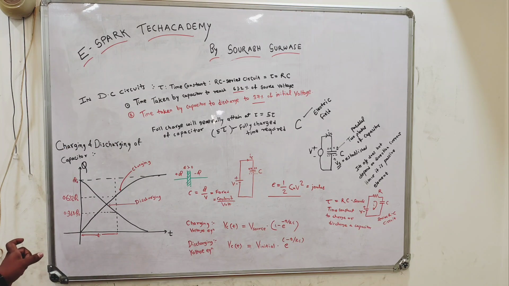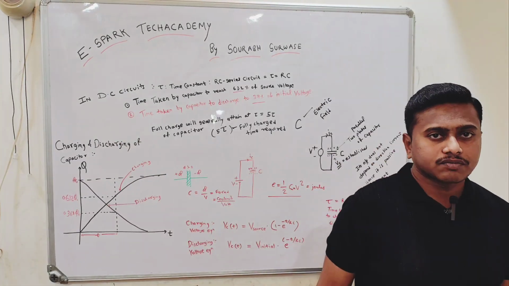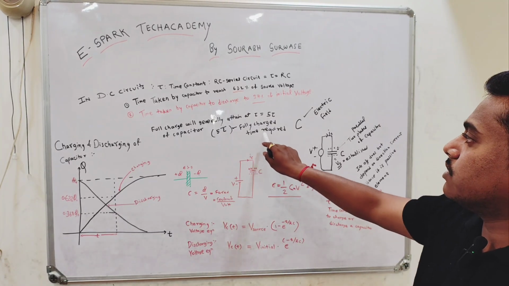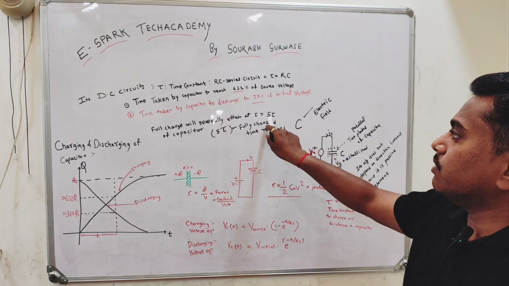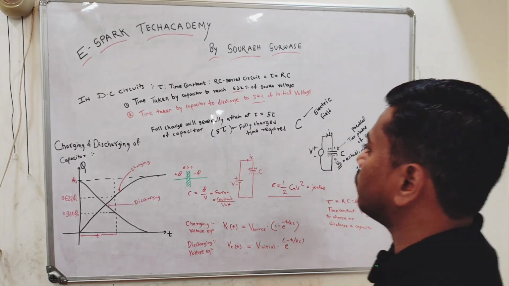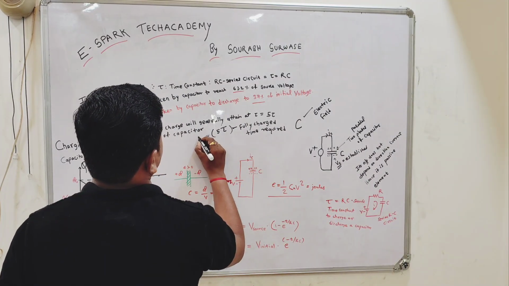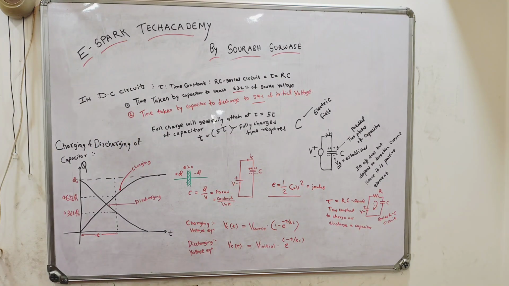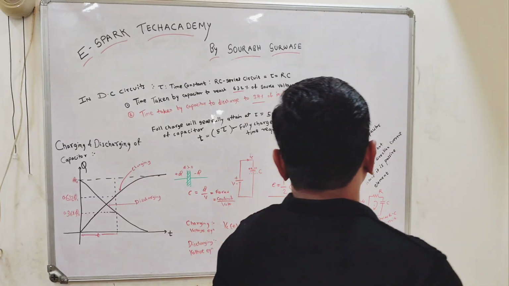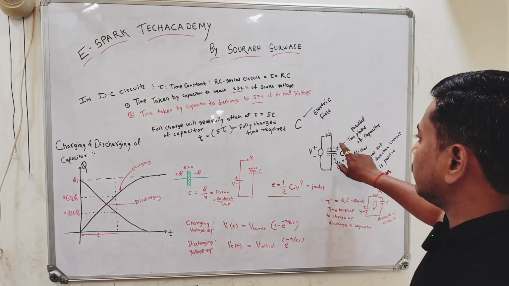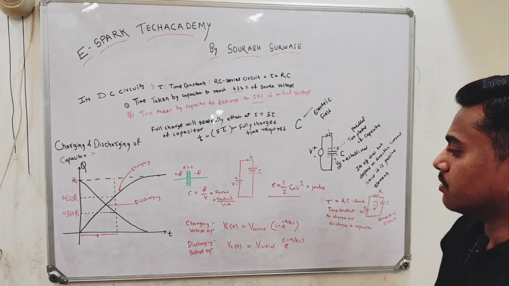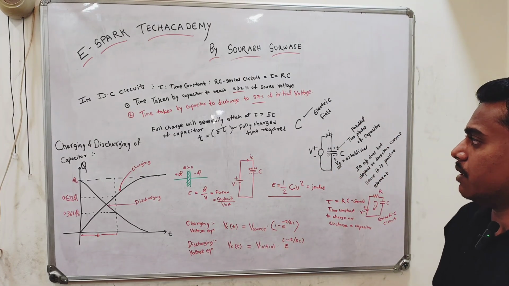In order to get the capacitor fully charged, in some examples in the exam you may be asked to calculate the full charge time of the capacitor. It will be 5 times tau, meaning the time required to charge a capacitor will be t equal to 5 into tau. How do we calculate tau? Tau is R into C. R will be given to you, C will be given, and accordingly you will calculate the time constant and then the time.